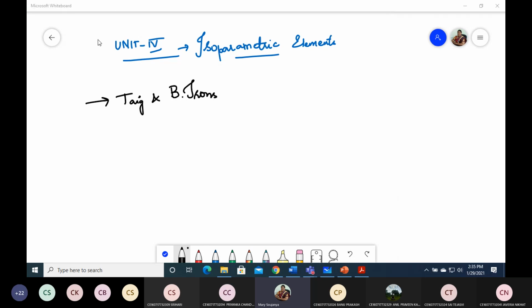In the previous cases, we saw that we have a parent element and then a mapped element, two different elements. The mapped element is isoparametric. Now, from the parent element, what do we have?